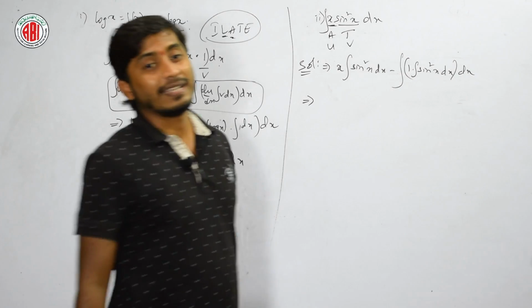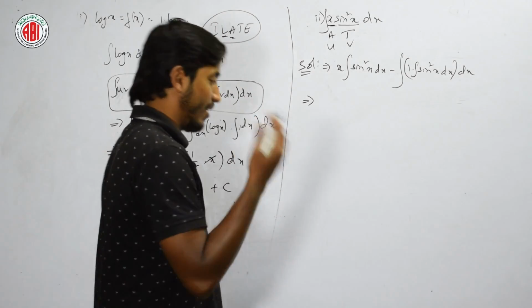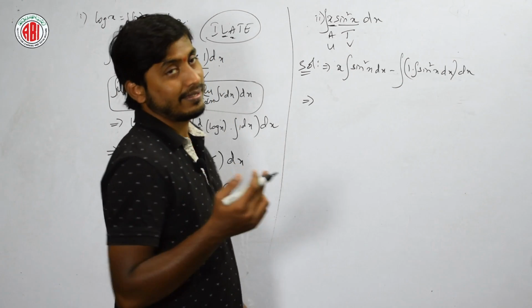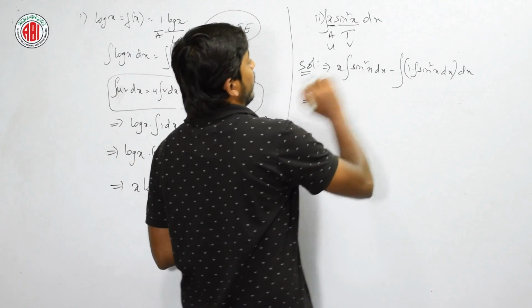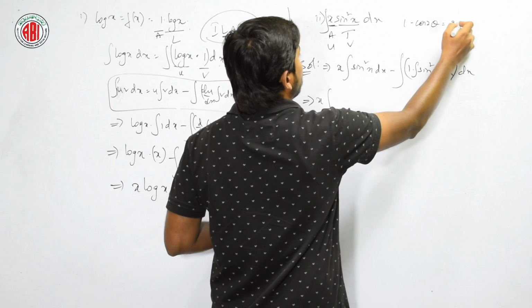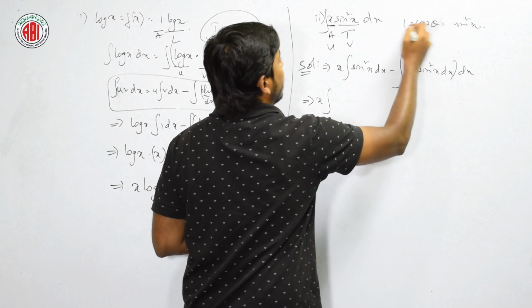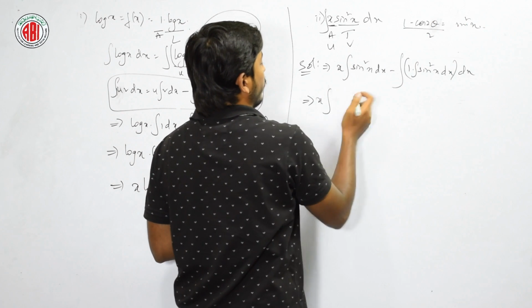Yes. Now tell me, what is the integration of sin square x? Can you differentiate? No, right? Again we have to convert it into cos. So we know that 1 minus cos 2 theta is 2 sin square x. So sin square x can be written as (1 minus cos 2x) by 2.